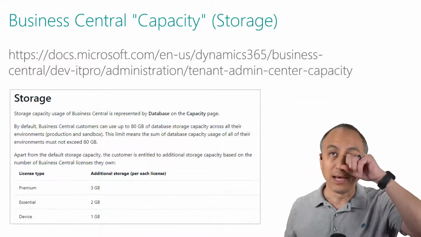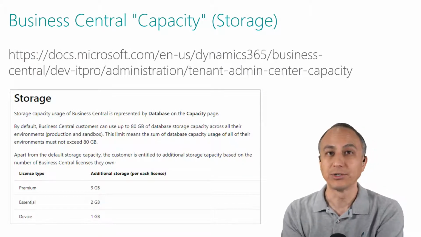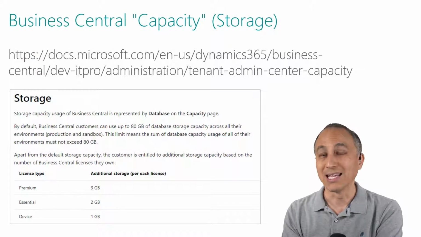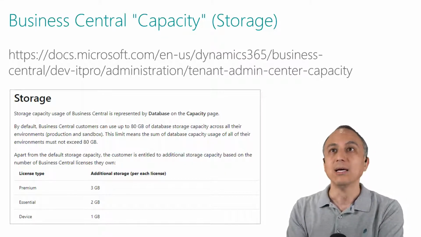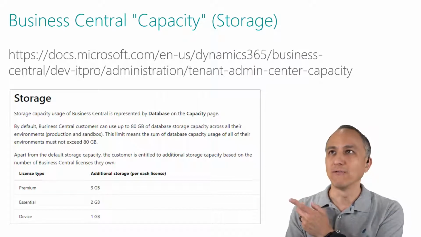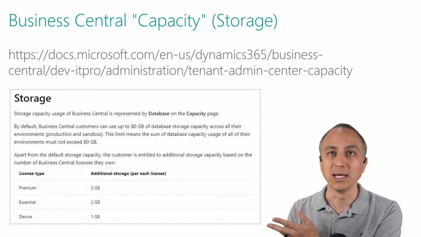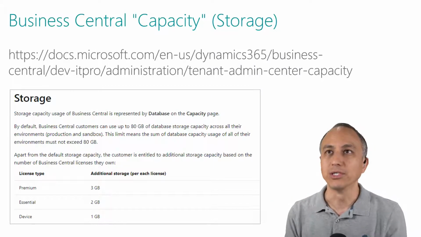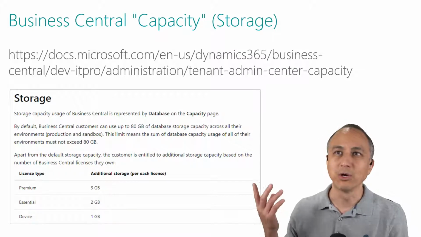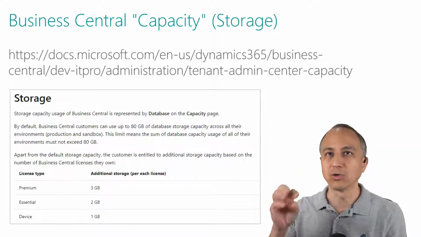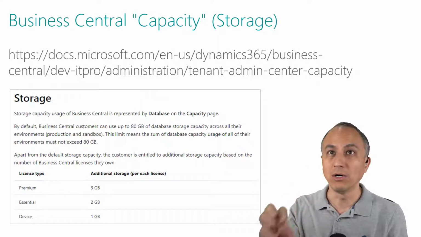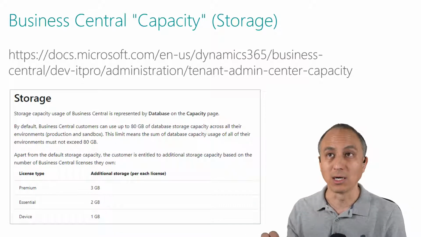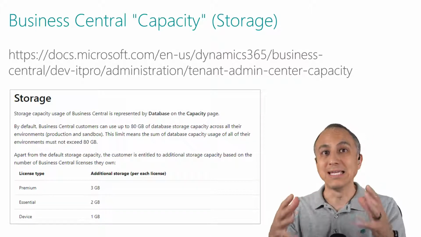You may have heard that as of July 1st, Business Central has changed, I guess it's the licensing or the terms around Business Central storage or capacity. And so the URL references tenant and admin center capacity, but commonly storage. So it used to be that, I think it was 80 gigabytes. I forget what the old value is, but now the storage capacity for a customer's tenant across all their environments, production and sandbox, is now a total of 80 gigabytes.